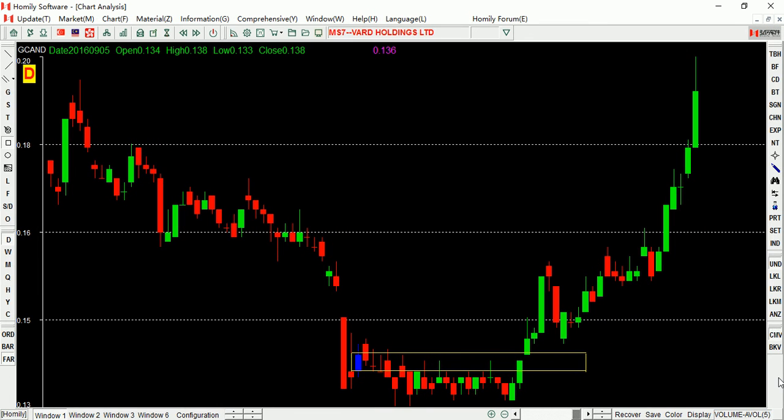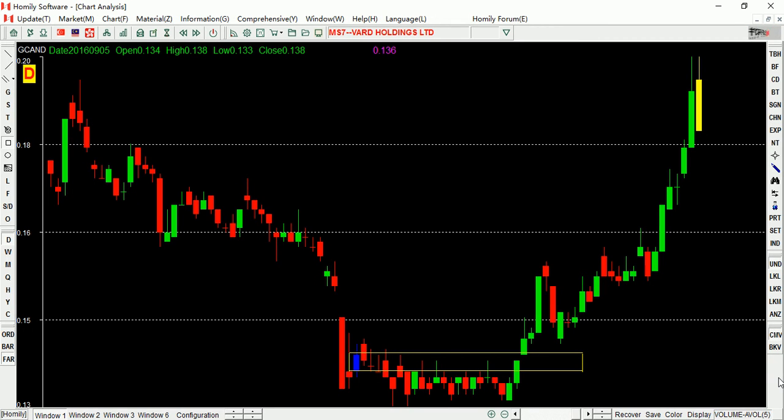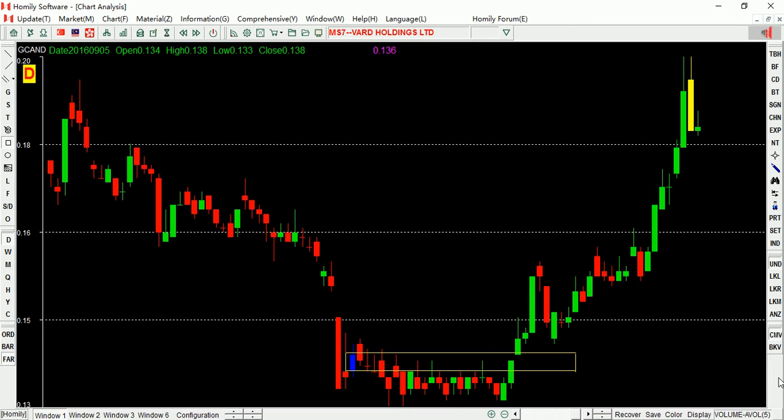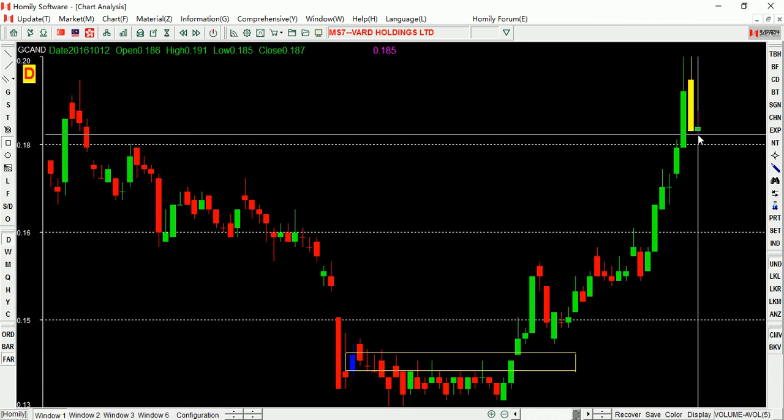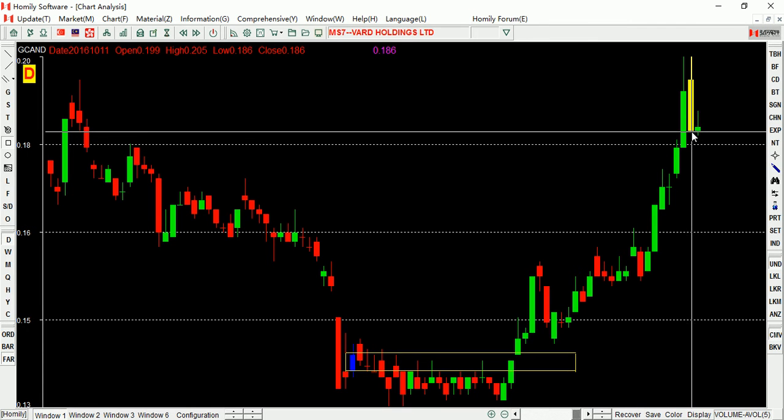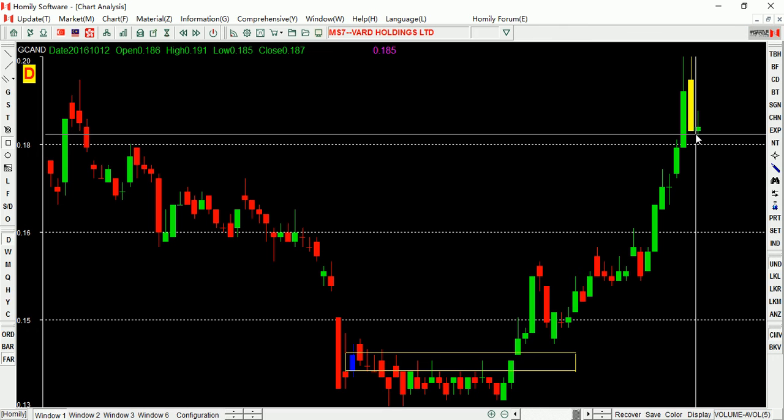Then the price went up sharply, right? Okay, then we can see this day, the yellow candlestick appears. What does that mean? Oversold, overbought, okay? So the next day, the closing price is higher than this one, so we can still hold, right?